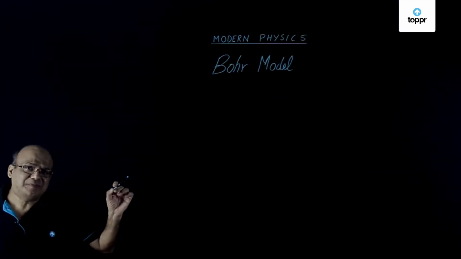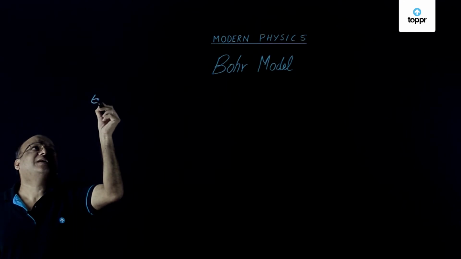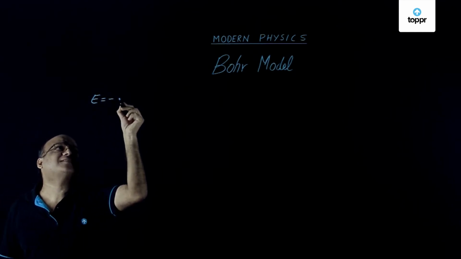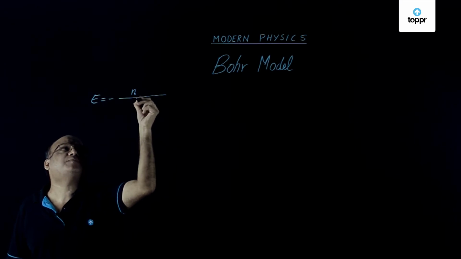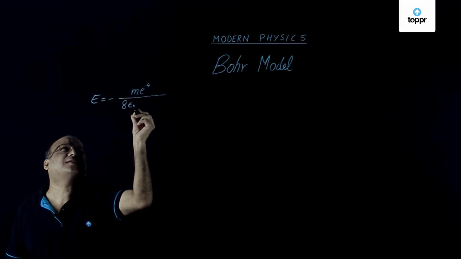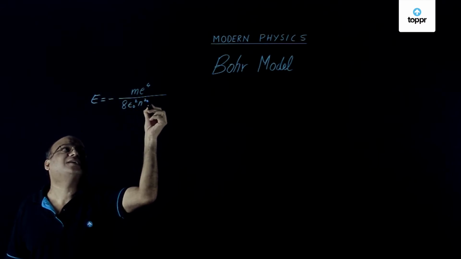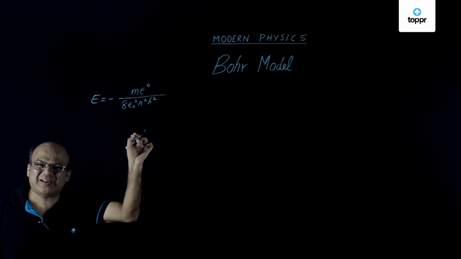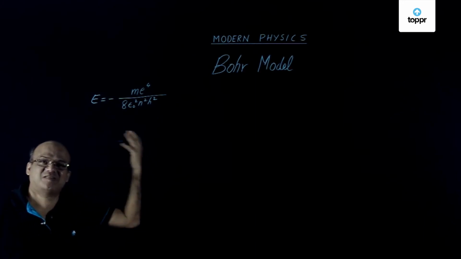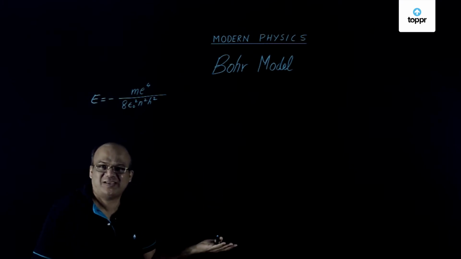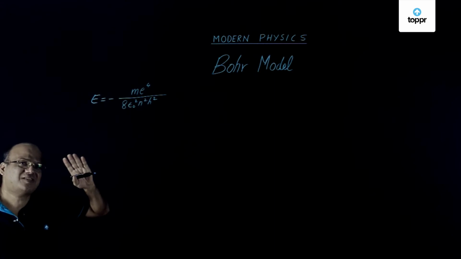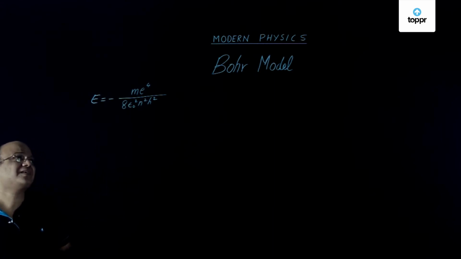So therefore, energy of electron in the nth orbit is given by minus me to the power 4 by 8 epsilon naught square n square h square. Try to memorize this one equation. This is minus of kinetic energy. Once you know kinetic energy, you can find velocity. Right? Once you know velocity, you can find radius. So just see how you can memorize these equations.